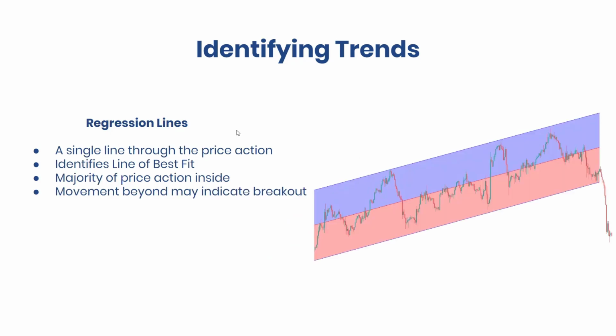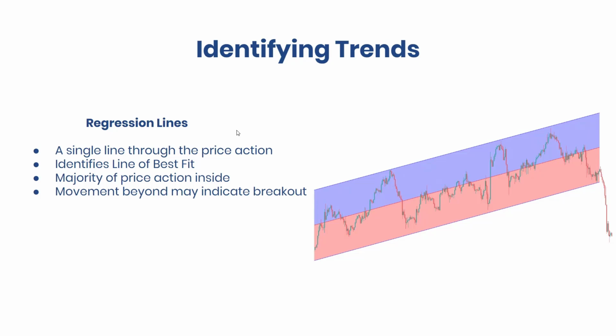Another tool that you can use is the regression line. This one's not as common, but what it does is it allows you to take a block of data, run a calculation on it through the regression line tool, and it gives you an extreme upper and lower range that should contain the vast majority of your price action.